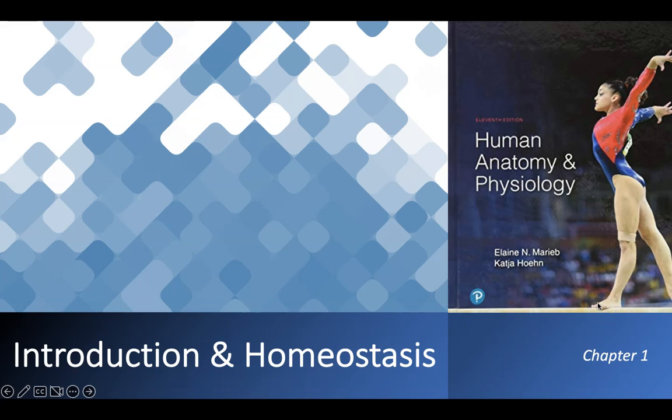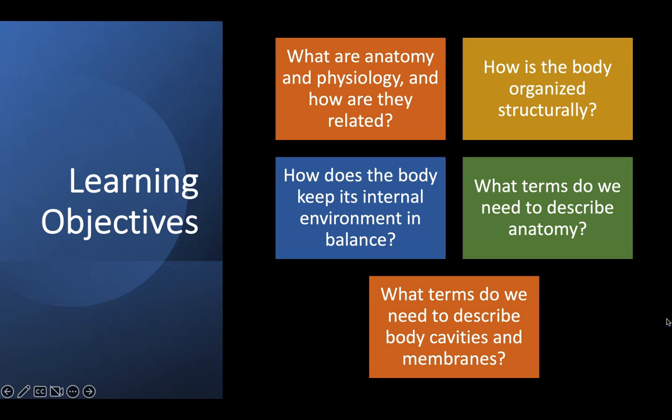In this video, I will talk about some of the information from Chapter 1 of this Human Anatomy and Physiology 11th edition textbook. There are 5 learning objectives that will be covered from this chapter, and in this video I'll cover the first, which is what are anatomy and physiology and how are they related to each other.